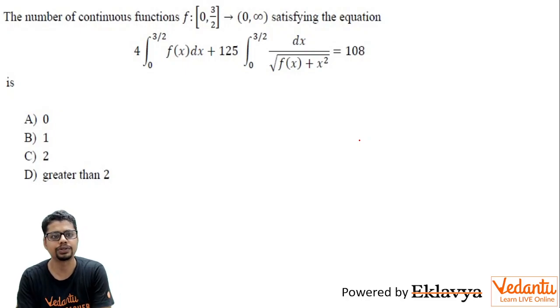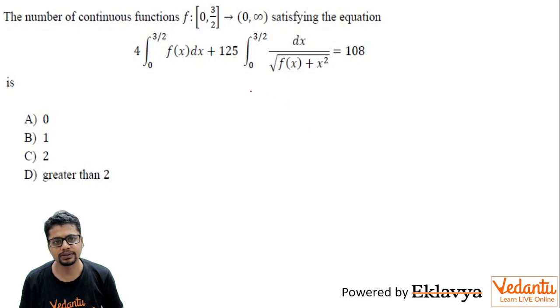Hi everyone, the question is: the number of continuous functions f with domain [0, 3/2] and codomain (0, infinity) satisfying the equation 4 times the integral from 0 to 3/2 of f(x) dx plus 125 times the integral from 0 to 3/2 of dx by under root f(x) plus x square equals 108.